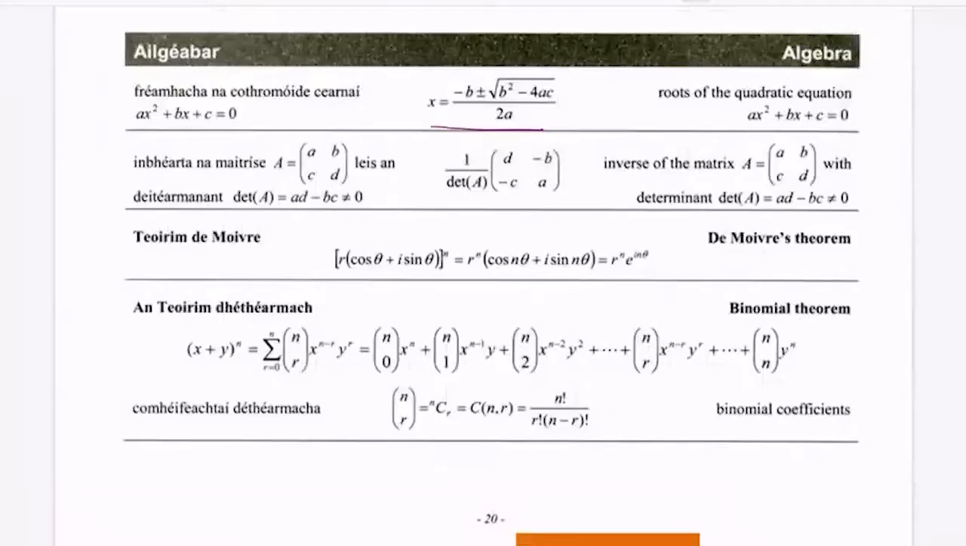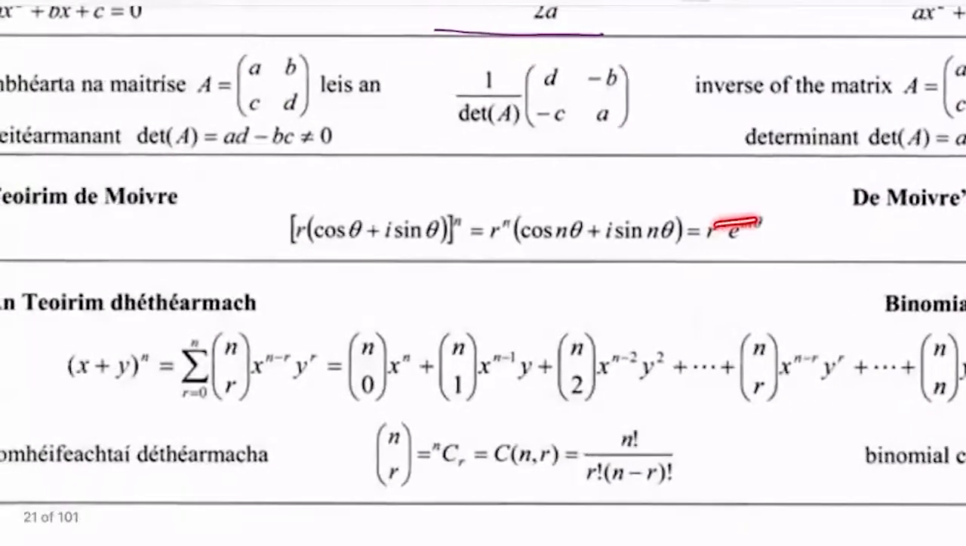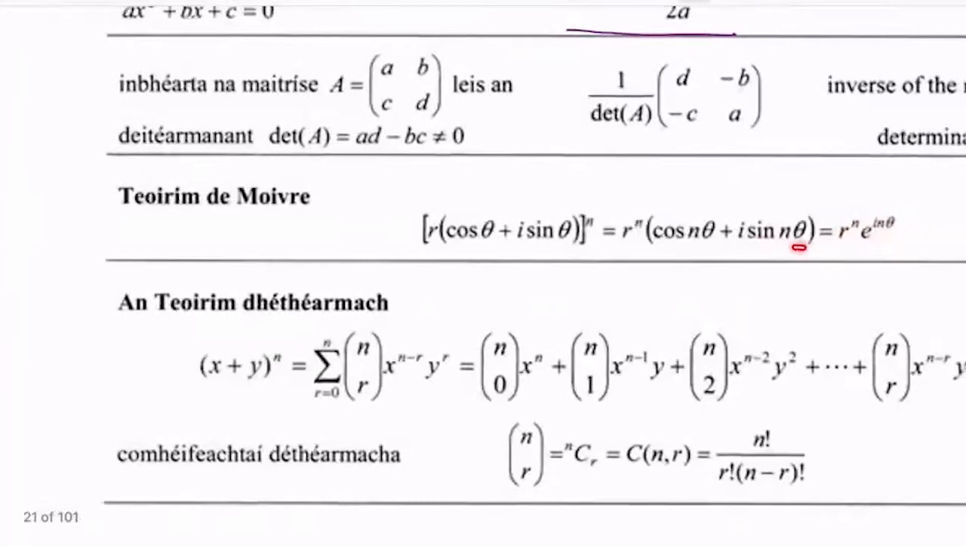So if we go to our log tables, page 20, we can see De Moivre's theorem is given to us. So ignore this part. This is De Moivre's theorem here. It tells us that when we have a complex number in polar form to a power, we raise r to the power of n, and we multiply the angle by n.